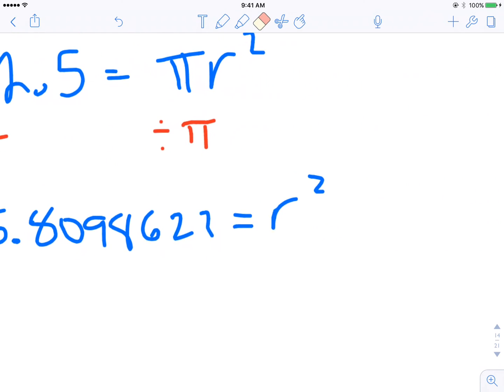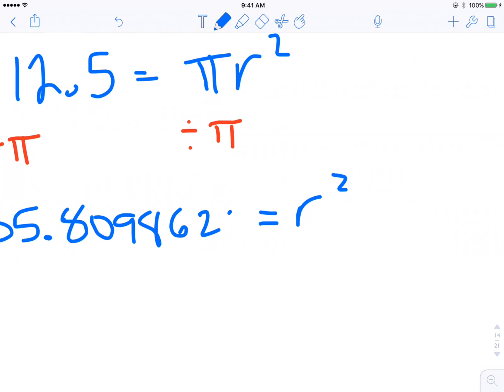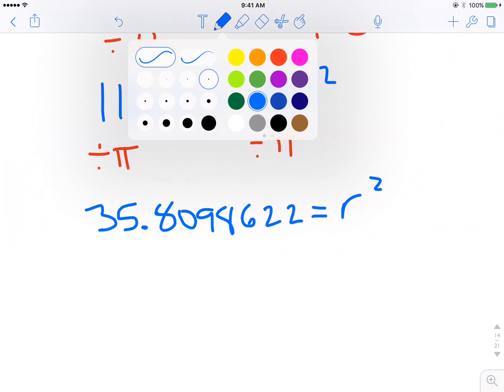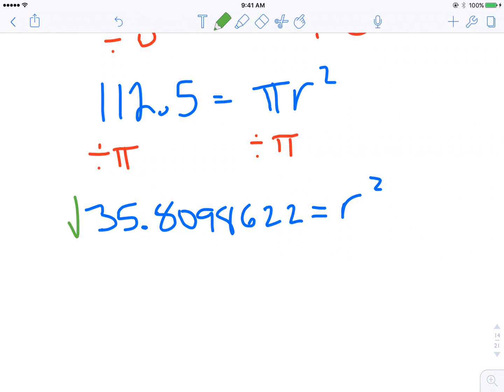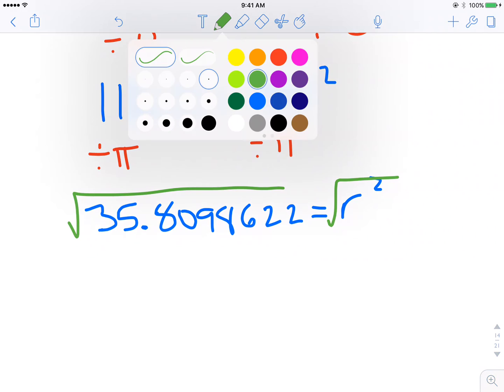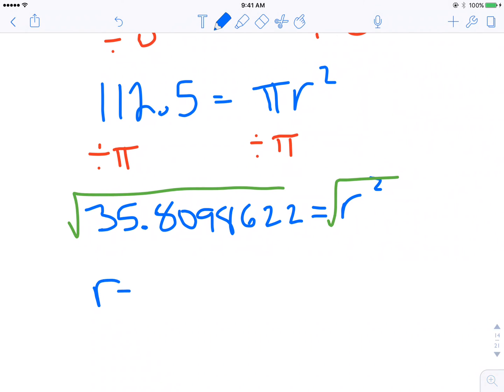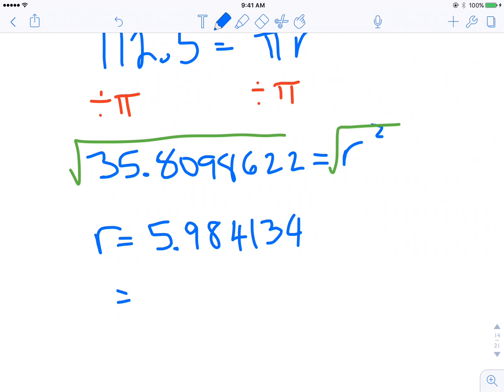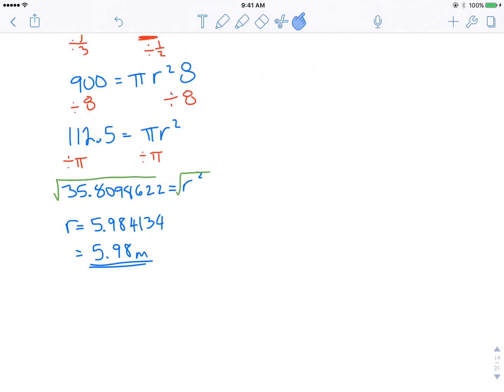So let's make that a little bit bigger there. This is 2, that's r squared. To get r by itself, I have to take the square root of r squared, on both sides. That is going to give me r is equal to 5.98, 0.4134 because it doesn't tell us what to round to. 5.98. My units is just a linear measurement of radius, 5.98 meters.